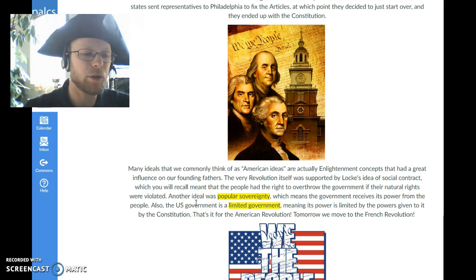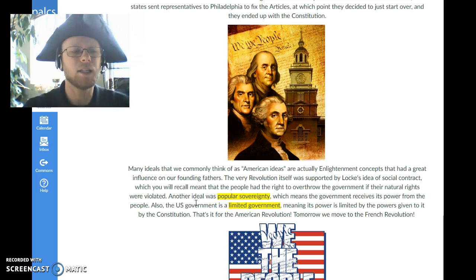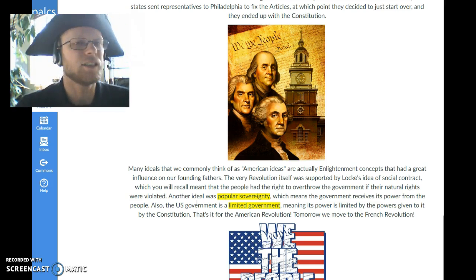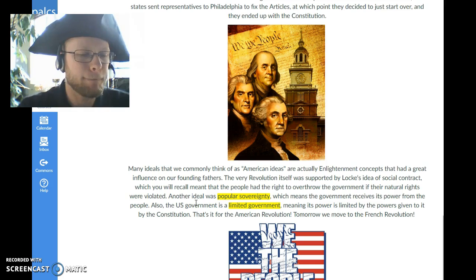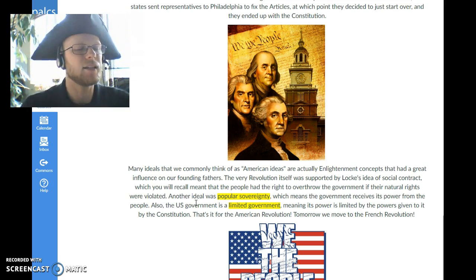Now, many ideals that we commonly think of as American ideas are actually Enlightenment concepts that had great influence on our founding fathers, and so they used them for things like the Declaration of Independence and the Constitution and even the Articles, even though they stunk. For example, the very Revolution itself was supported by Locke's idea of social contract, which you will probably recall meant that the people had a right to overthrow the government if their natural rights were being violated.